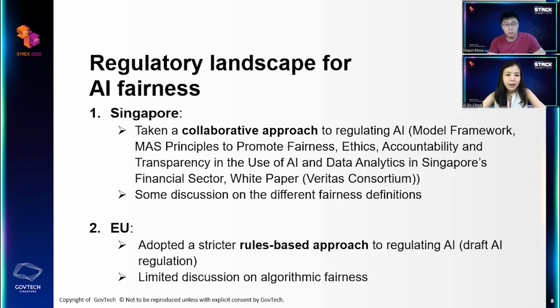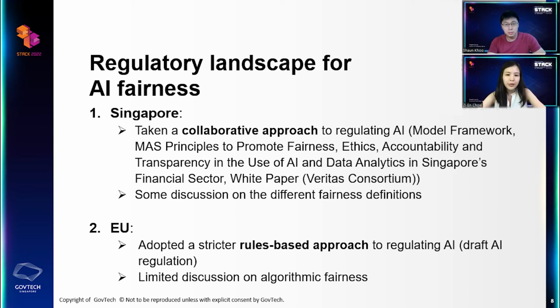In the white paper released in February 2022 by the Veritas Consortium, which is formed by the Monetary Authority of Singapore and financial industry players, there's a focus on articulating a fairness assessment methodology. The white paper further suggests a framework for companies to determine the appropriate fairness metric for their financial products. Such discussions are a step in the right direction and should be encouraged.